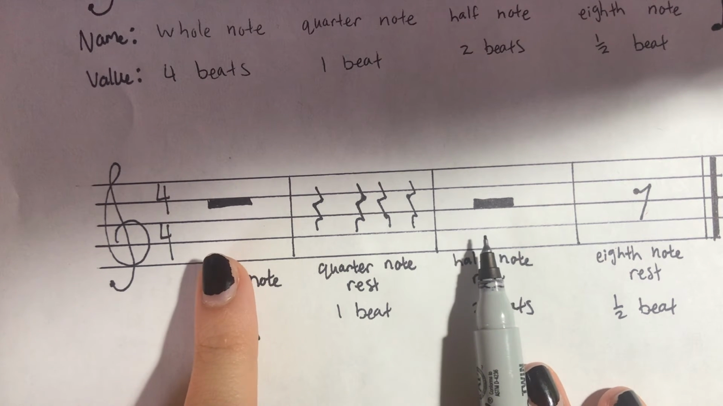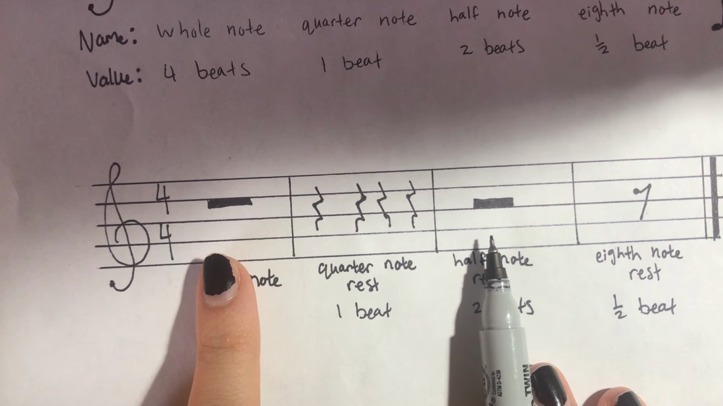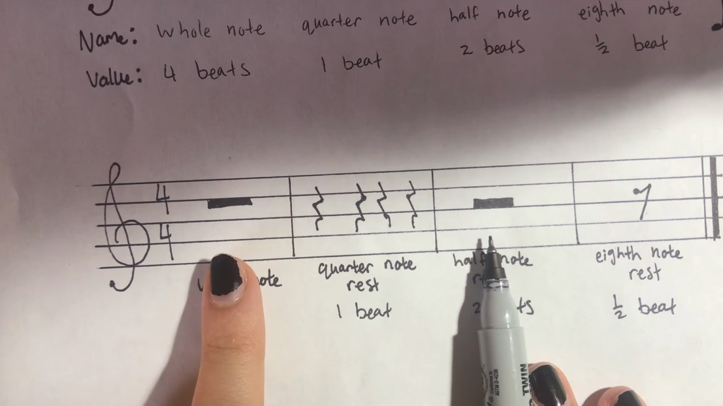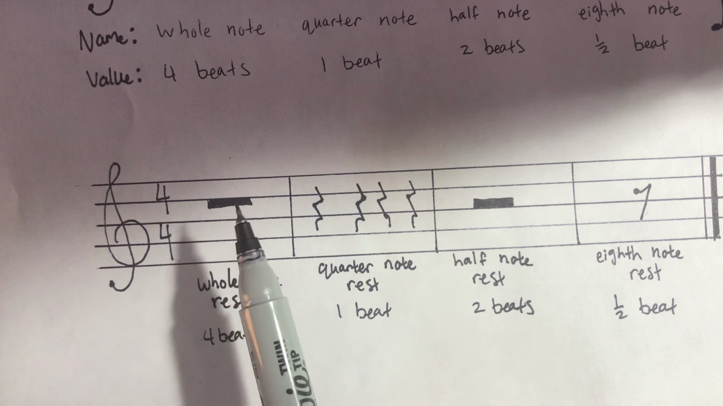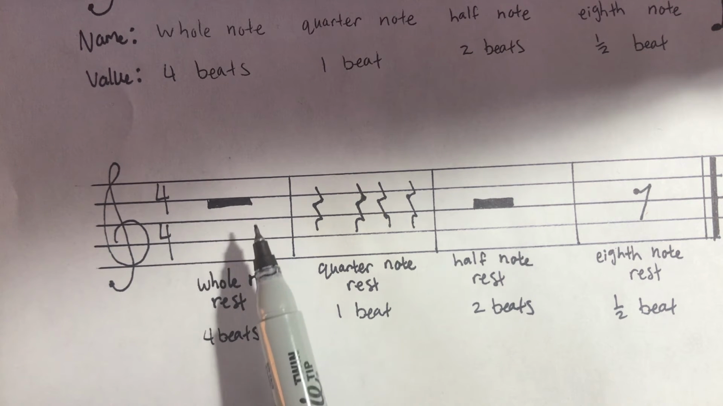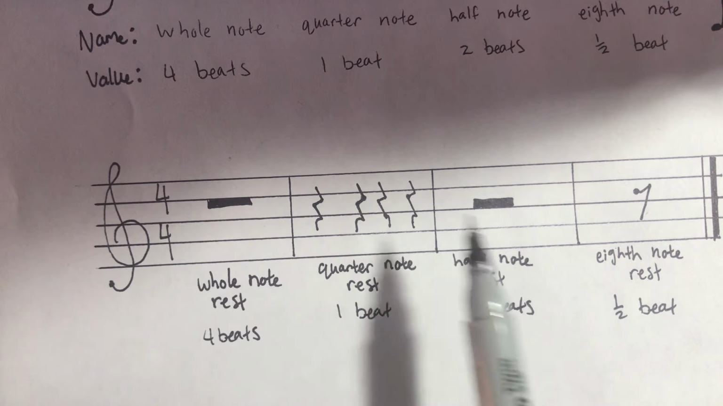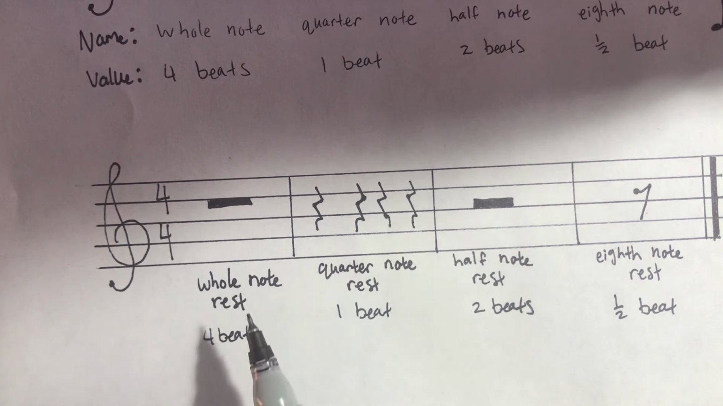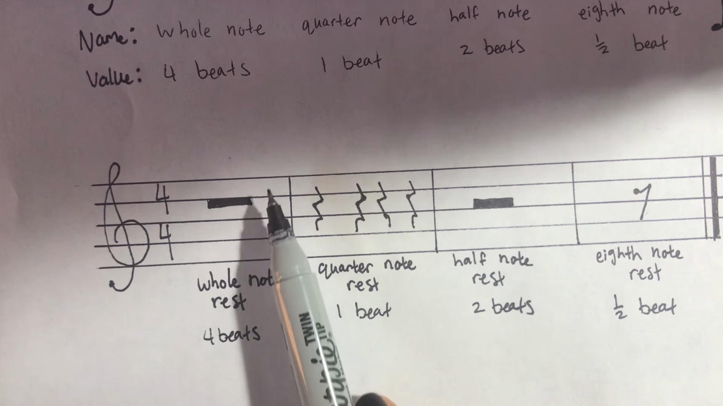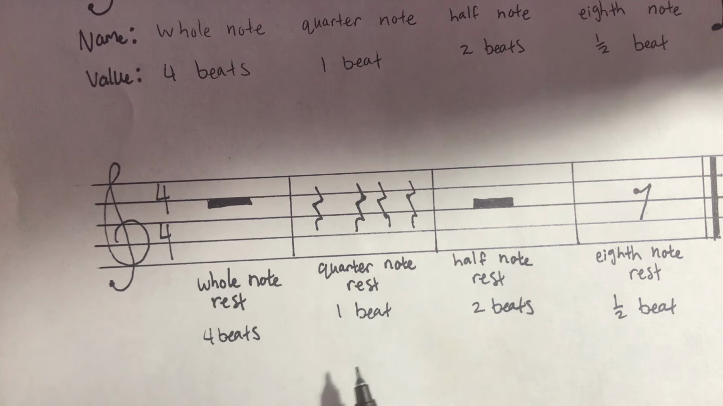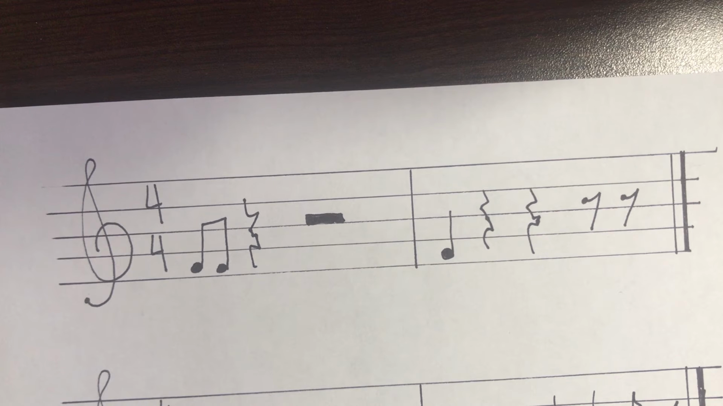You'll notice that these 2 rests look pretty similar. A good way to distinguish between them is remember that this one is on the 4th line of your staff, whereas this one is only on the 3rd. And this one is worth 4 beats since it is on the 4th line. You'll also notice that the quarter note rest is kind of tricky to draw. Don't worry if yours isn't perfect. Mine definitely isn't.